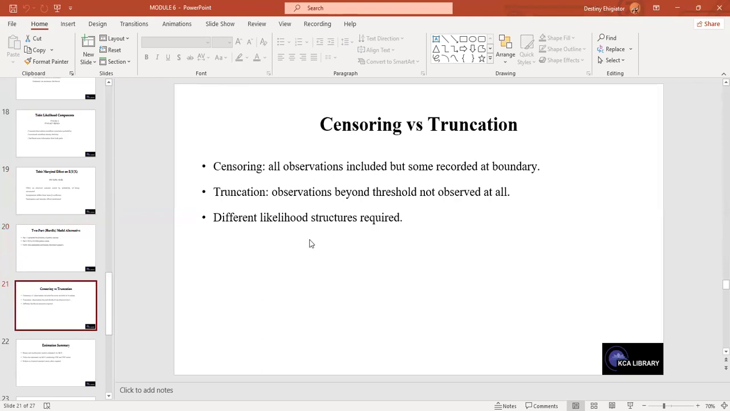Let's look at censoring versus truncation. Censoring: all observations are included, but some are recorded at the boundary. Truncation: observations beyond the threshold are not observed at all. A different likelihood structure is required.